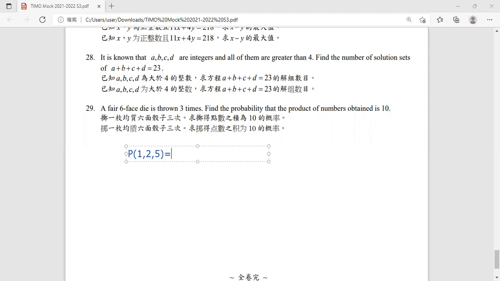How many combos of 1, 2, 5 are here? Because I have 6 cases, it's 6 over 2 and 6, which is 1 over 26. Okay?